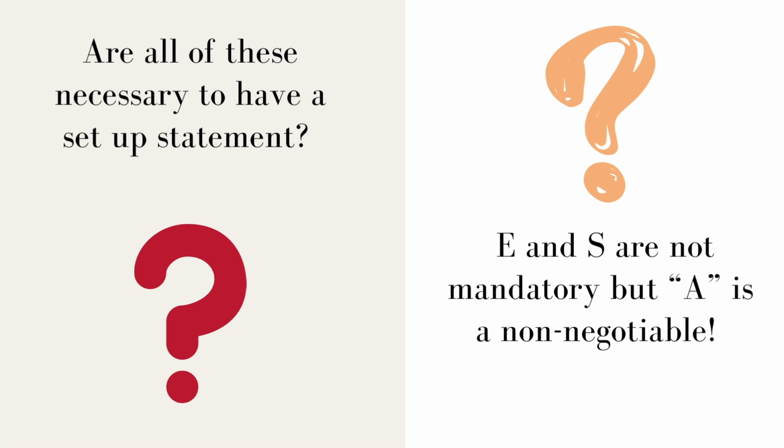So you may ask, are all of these necessary to have a setup statement? And what I mean by this is, do you have to have S, E, and A in order to have a proper setup statement? And for me personally, I don't think that S, somatic, or E, emotions, are necessary in order to craft a very powerful setup statement. But I do feel that A, or the aspect, is a non-negotiable. It has to be there every single time in your setup statements in order to have something to tap on.